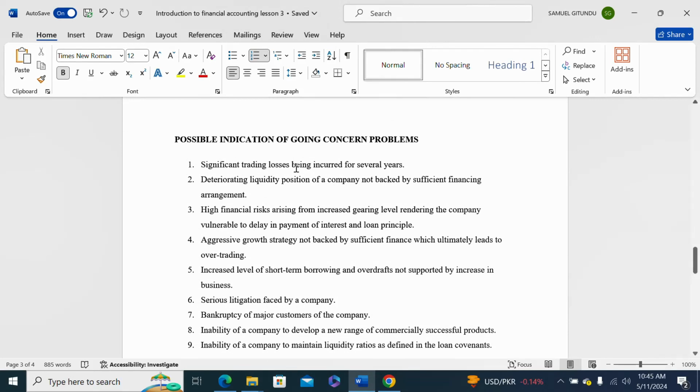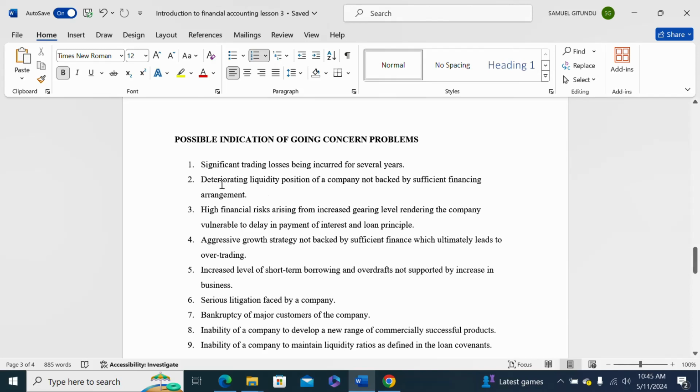And the first indication is significant trading losses being incurred for several years. If your company is having a lot of trading losses, each period you are making loss, and it has been several years and you're still making loss, then it means that the company is doomed to fail. The company is doomed to go to bankruptcy because of trading losses. Therefore, that is one indication that there's a going concern problem.